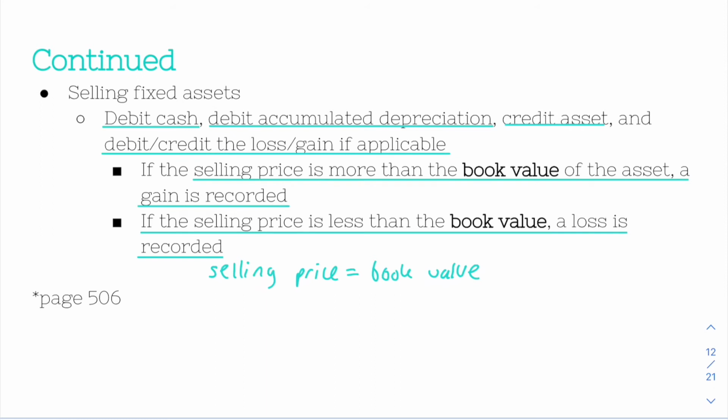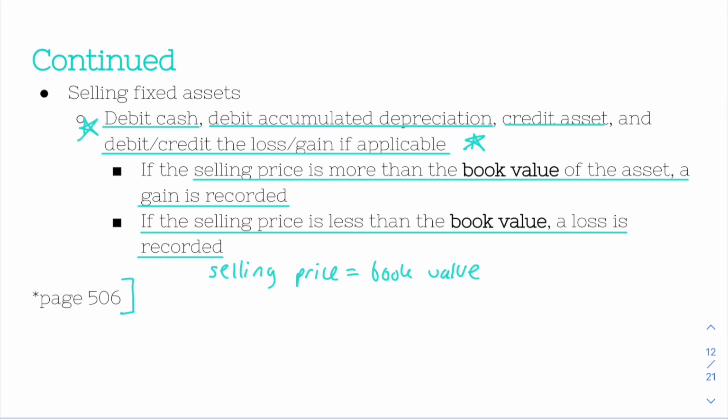So the additional step here is you're debiting cash and then you're also debiting a loss or crediting a gain. And page 506 in the textbook goes over this in more detail if it's still confusing, or feel free to reach out if you have additional questions about this.